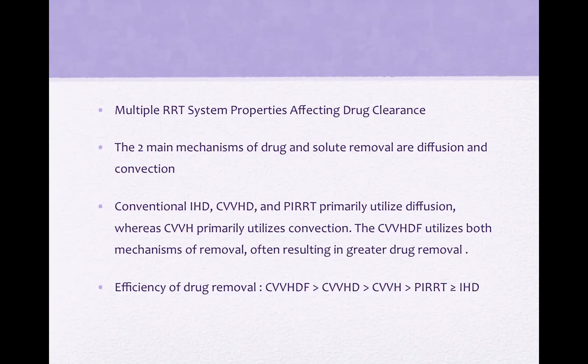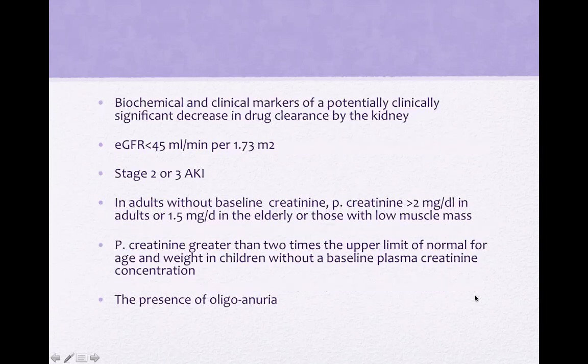Now, the longer the time of dialysis, the higher the blood flow, the higher the ultrafiltrate rate, the higher the dialysate fraction or the dialysate flow, the more of the drug is removed. By far, the intermittent hemodialysis, CVVHD, and the hybrid form of dialysis utilize diffusion, whereas CVVH primarily utilizes convection. CVVHDF is a hybrid therapy which uses both convection and diffusion for drug removal. Hence, drug removal is greater in CVVHDF. So, efficacy of drug removal is higher in CVVHDF and lowest in the intermittent hemodialysis.